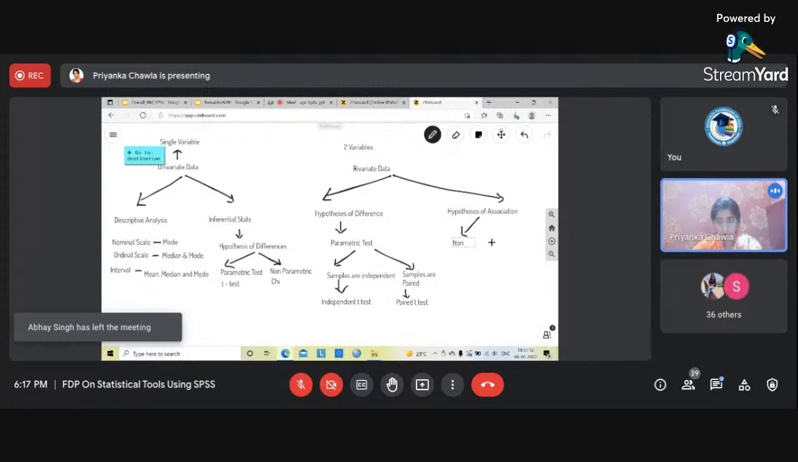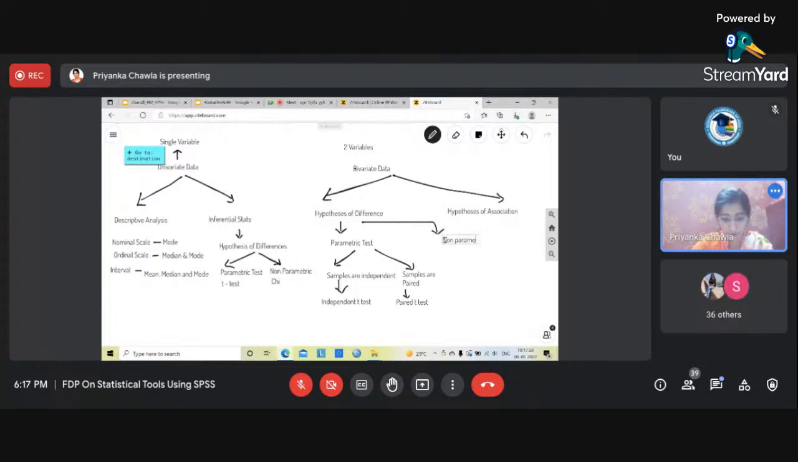One more thing I had not explained. Under hypothesis of difference, there are parametric tests as well as non-parametric tests, right? Equivalent to the independent t-test, which test is to be applied here? Mann-Whitney.